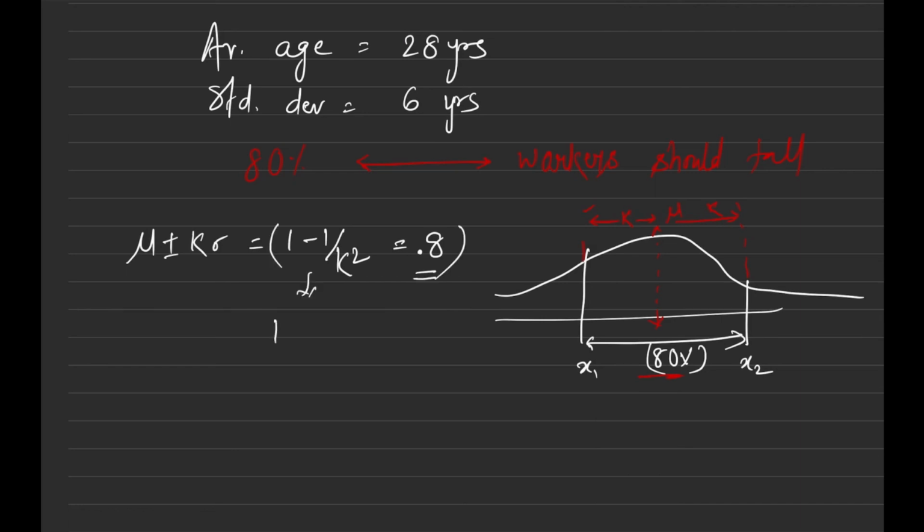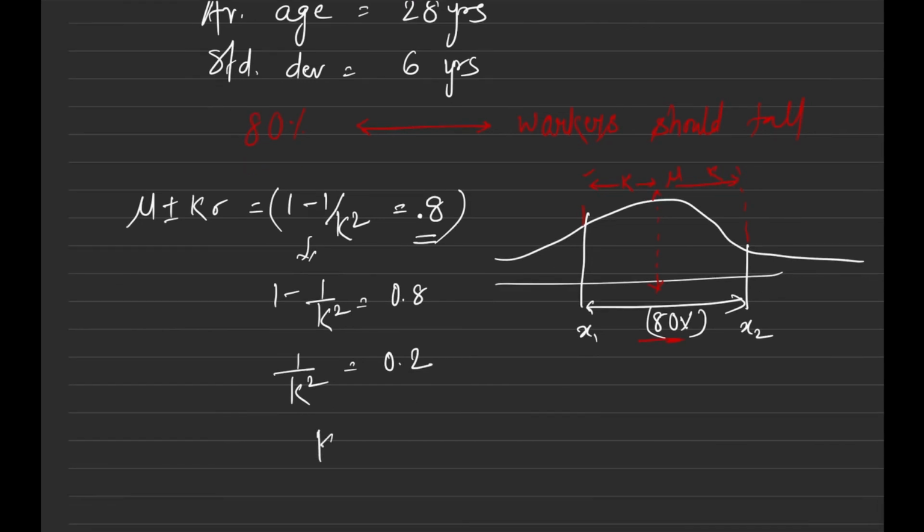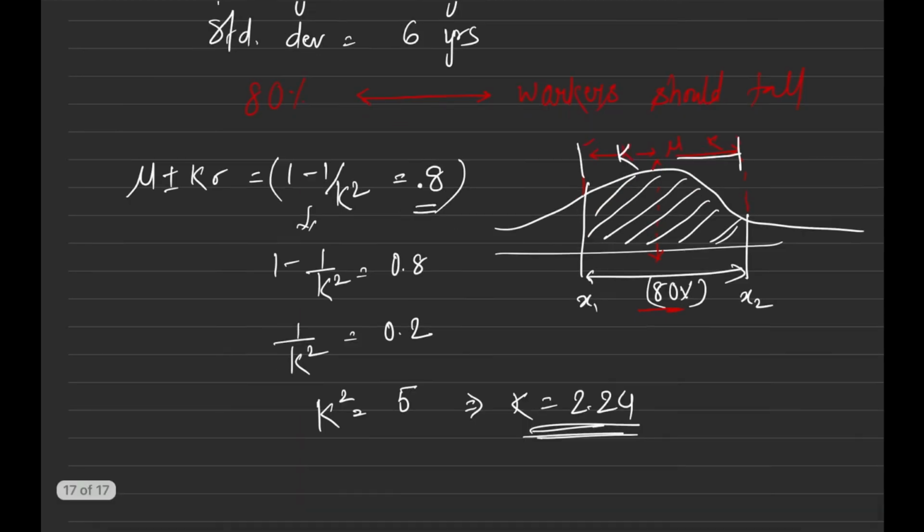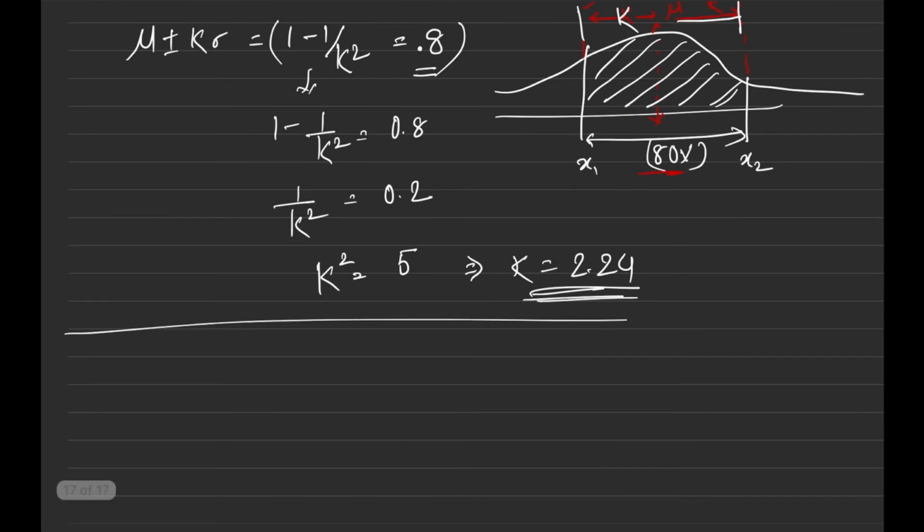So now let me solve this part first: 1 minus 1 by k square should be 0.8, and then 1 by k square should be equal to 0.2. That means k square should be equal to 5, so k is equal to 2.24. I want such a k that the range mu plus minus k sigma gives me 80% of the data. So I applied that logic and found the value of k.